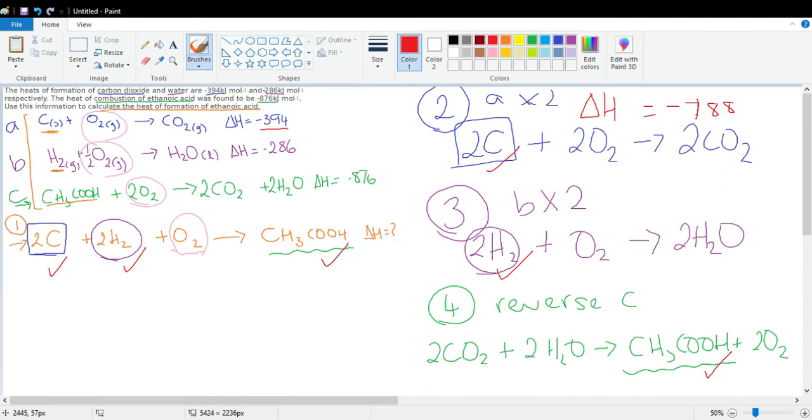I multiply the equation by 2, I multiply delta H by 2. Same story for equation B, I multiplied it by 2, so therefore minus 286 is going to be equal to minus 572 when I multiply it by 2. Equation multiplied by 2, delta H multiplied by 2. Now in equation C, I simply reversed it. And so I just want to do a quick little note for you over here.